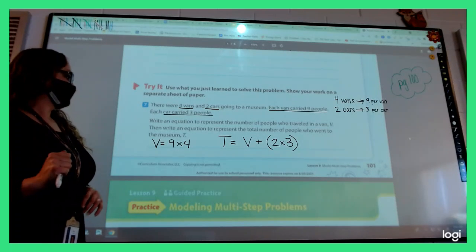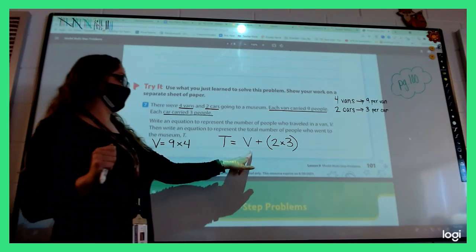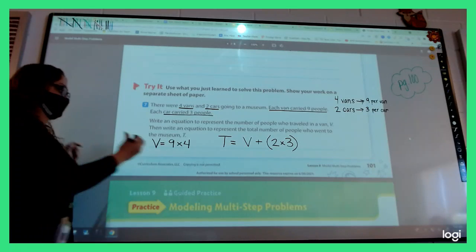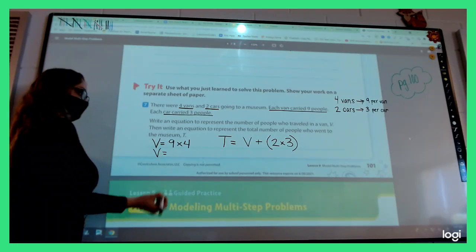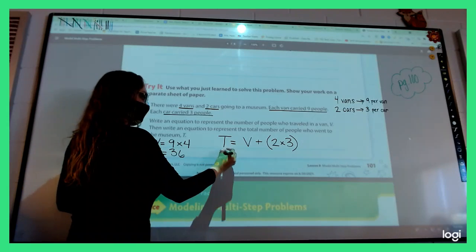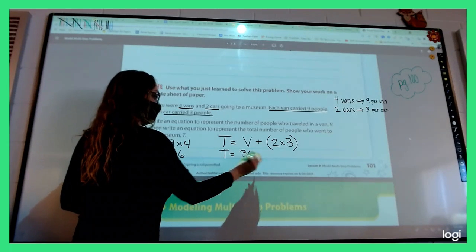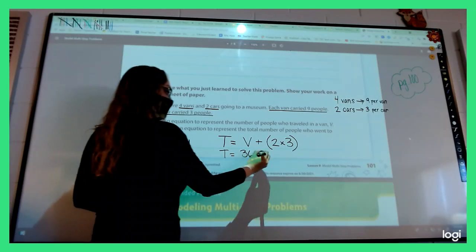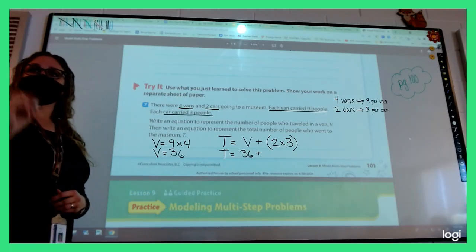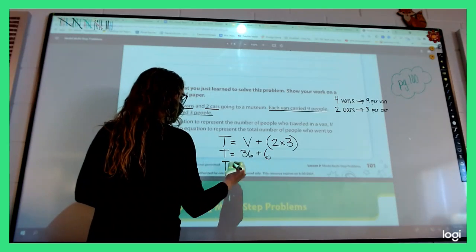Okay. So our last step, we need to figure out what V equals. We can fill in for V, then we can solve the whole problem for T. All right, Hayden, if we solve for V, what would V equal? 36. 36. Excellent. So we copy our equation. V is 36. So that's the total number of people in the vans. Plus, what is 2 times 3? Abby? 6. 6.